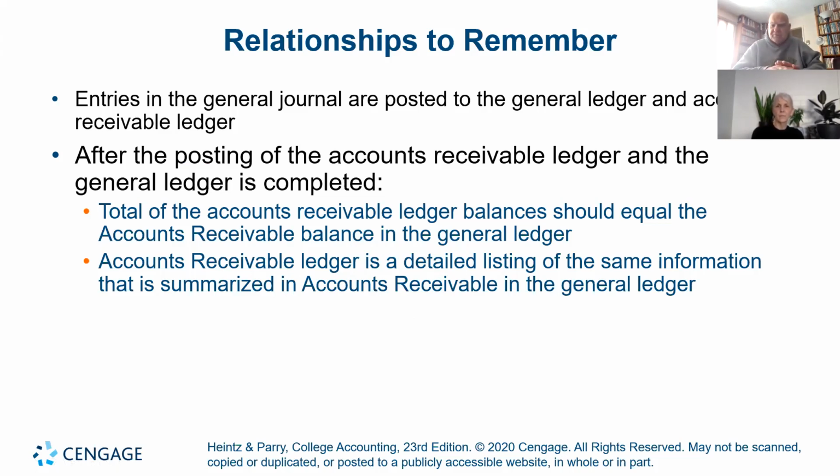You can have subsidiaries for everything. You could have a subsidiary for accounts receivable, accounts payable, inventory. You're probably going to have one for every item in your inventory, just about for every asset.